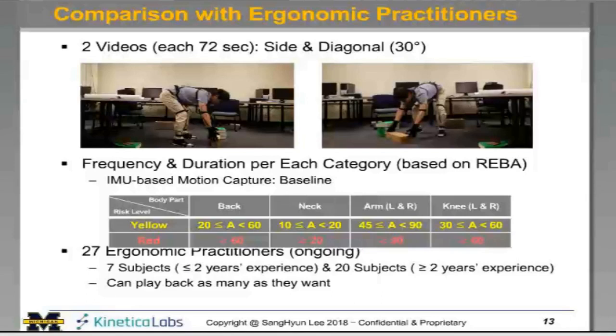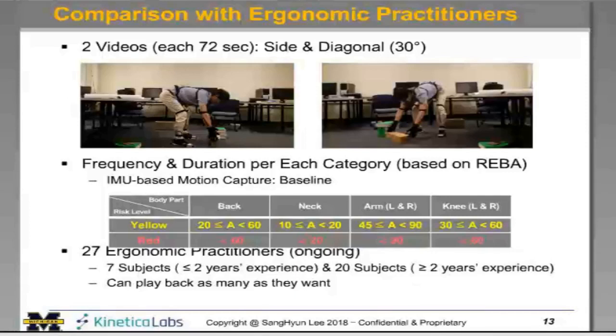And then what we did is that, based on REBA, we asked the ergonomic practitioners to measure frequency and duration for each body angle category. For example, for back bending, if the back bending angle is greater than 60 degrees, measure frequency. At the same time, when you measure frequency, also measure the duration. The baseline that we use is the IMU-based motion capture system. Then we asked them to calculate frequency and duration for each category.